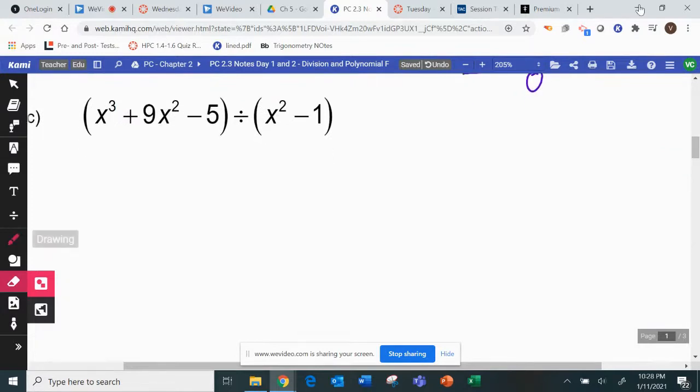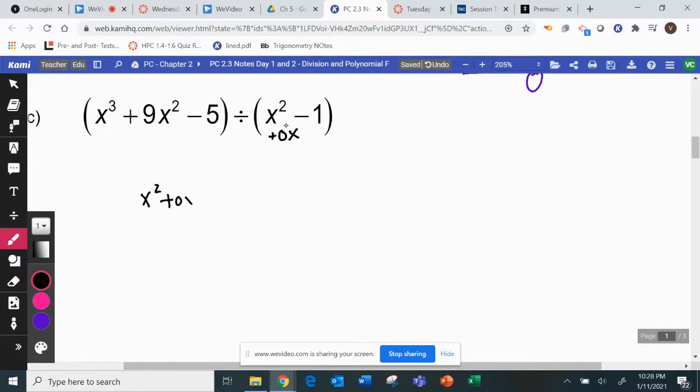All right, we've got x squared minus 1. That is missing an x term, so I'm going to have to put in an x term. X cubed plus 9x squared. That's missing an x term also, so I'll put in a 0x minus 5.